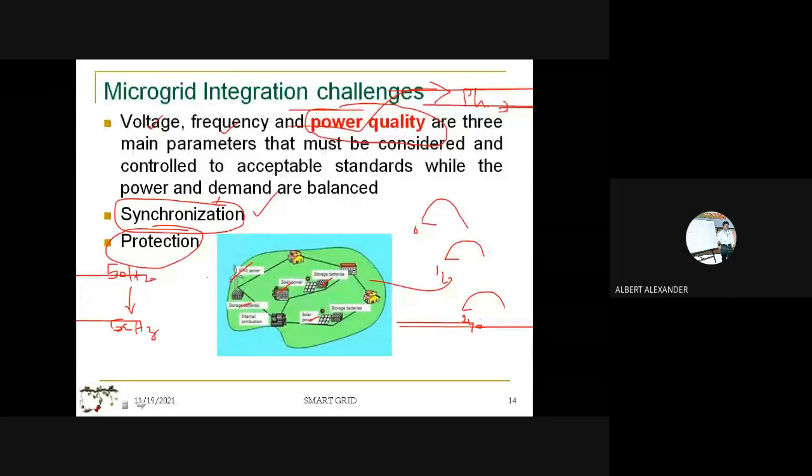So there are many challenges. What are the challenges I listed down? These challenges I worked on, and they were published in the IEEE. All three: power quality is in IEEE, synchronization is also IEEE, and protection is also in the IEEE.